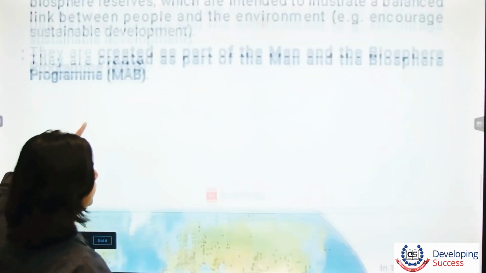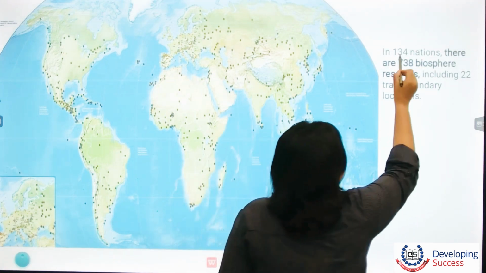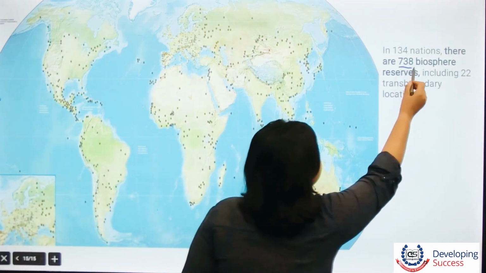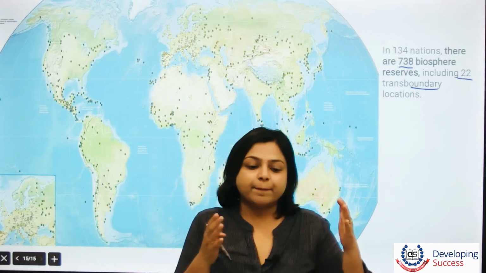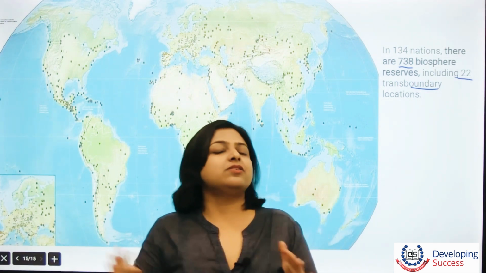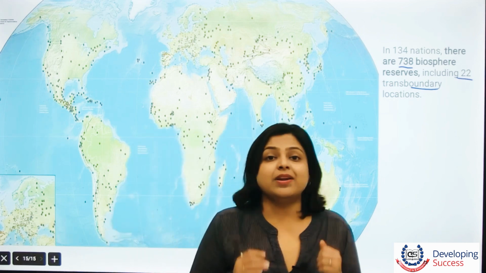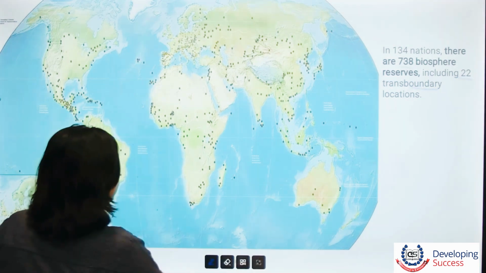As you can see, we have a map which identifies all of the biosphere reserves in the world, and in 134 nations we have around 738 biosphere reserves, including 22 transboundary locations. So what do we mean by transboundary? Transboundary means a particular biosphere reserve is located in more than one country, or more than one continent also. So 738 biosphere reserves in 134 nations. That shows that Earth is blessed with all the reserves, with all the flora and fauna which mankind uses for its prosperity and growth. Okay, so we have to save them generally.